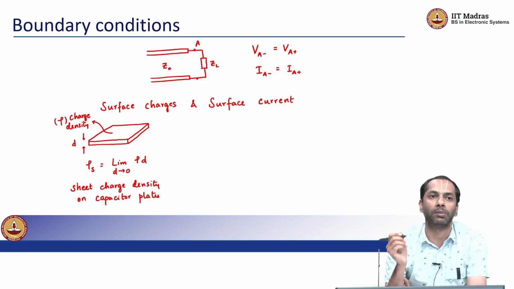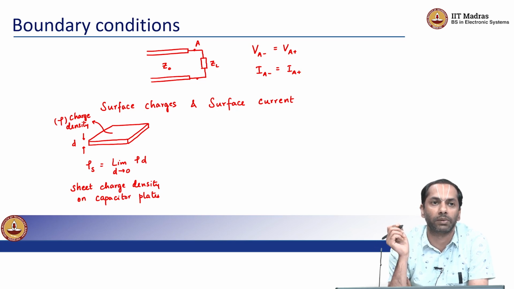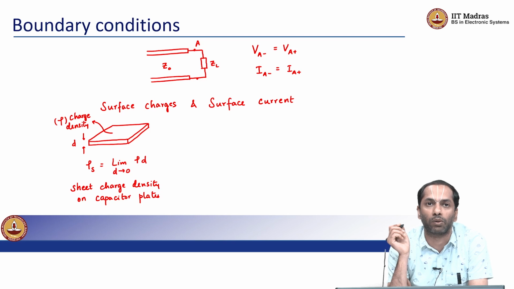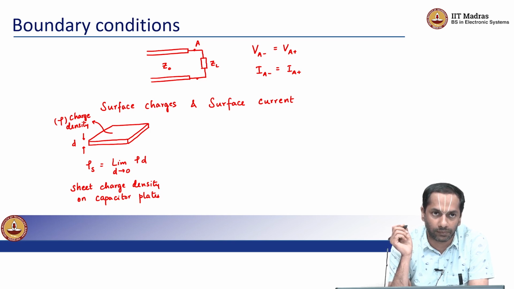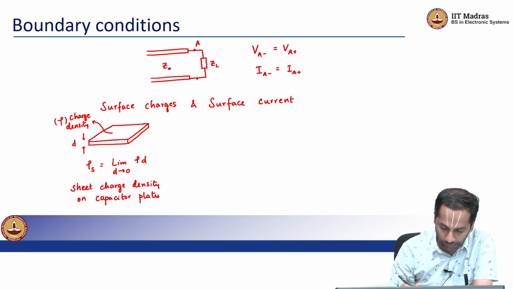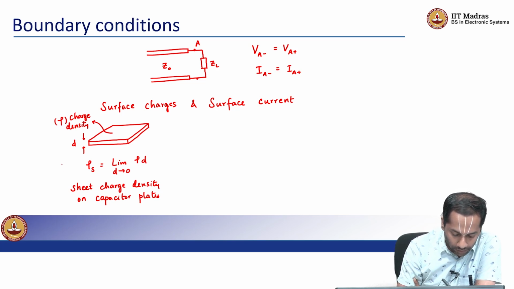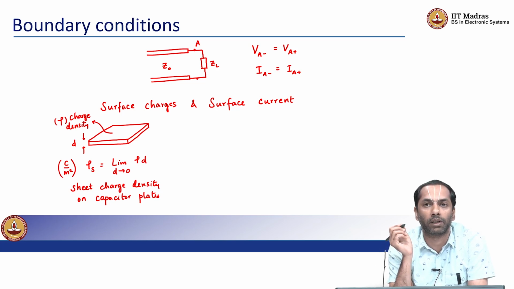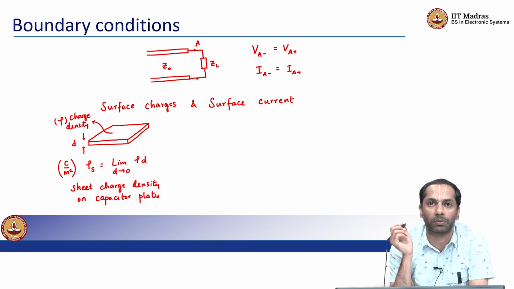So this is an important concept. We will be using this. Now that we are talking about boundaries, the question is, can there be charges or currents at the boundaries? So remember the units for rho s is coulombs per meter square. We have rho, which is charge density, in coulombs per meter cube, multiplied by d, which is in meters, which gives us coulombs per meter square.